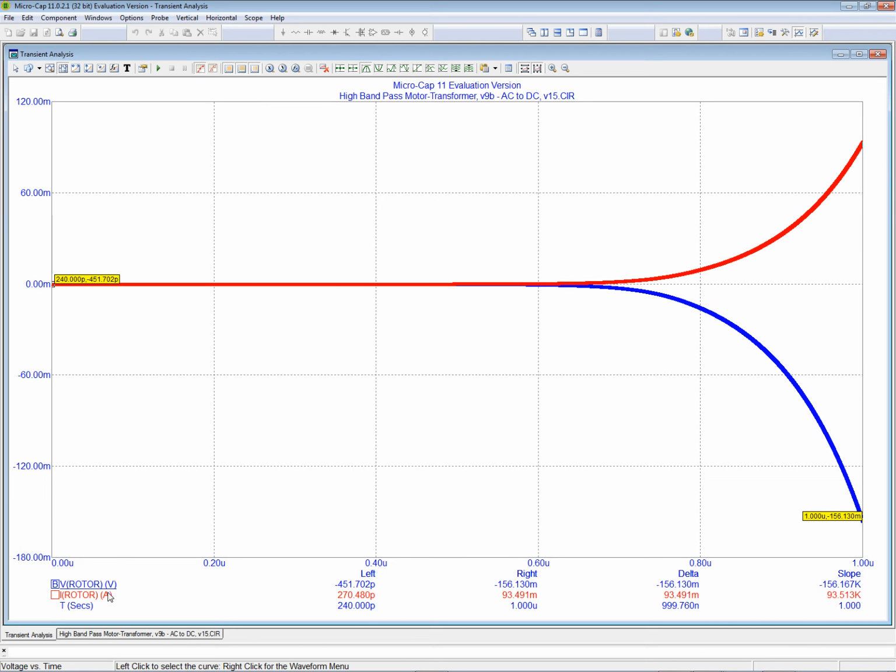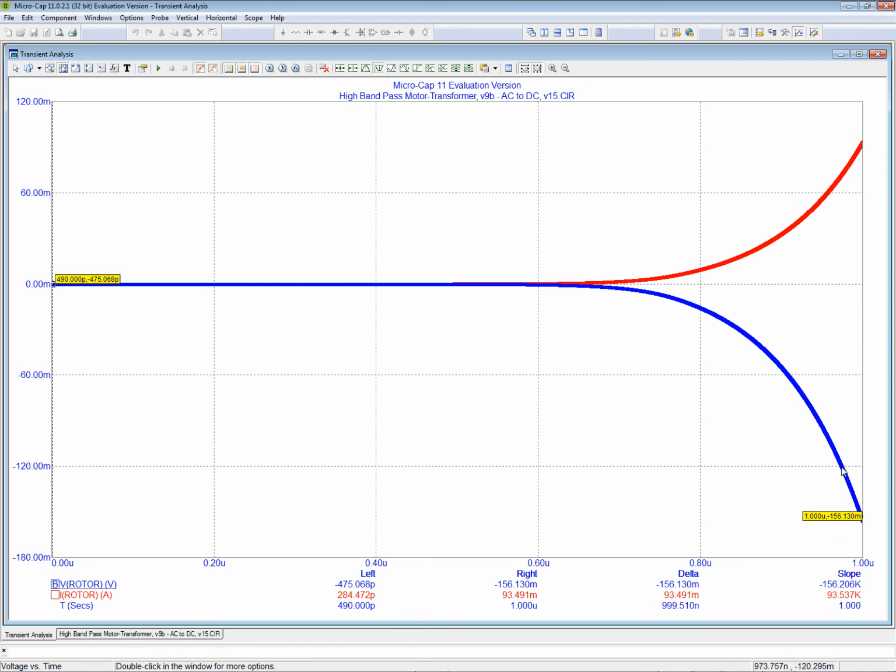So let's get the peak of the amperage. The peak of the amperage here is, if I maybe put on my glasses, all right, what does it say with my glasses? 93.5 milliamps. And then 156.13 millivolts in the negative.